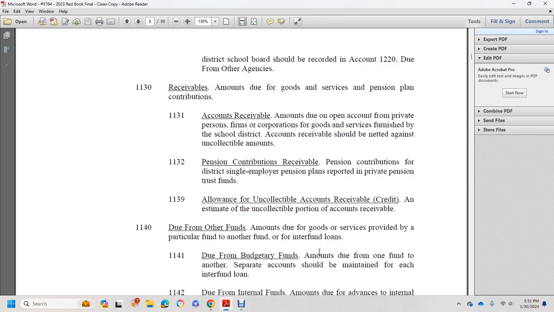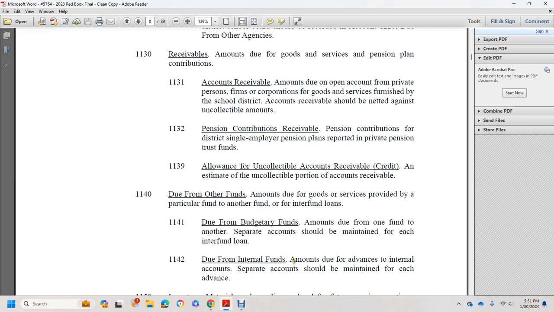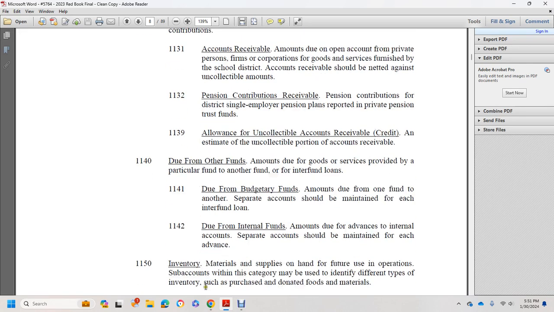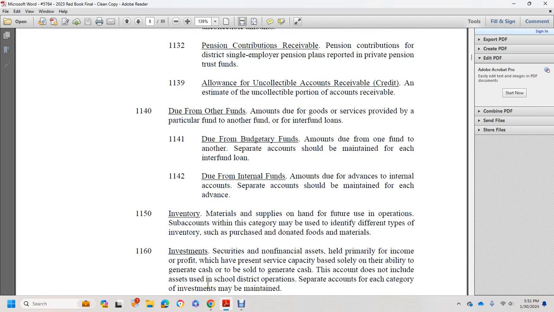1140, Due From Other Funds. Amounts due for goods and services provided by a particular fund to another fund, or for interfund loans. 1141, Due From Budgetary Funds. Amounts due from one fund to another; separate accounts should be maintained for each interfund. 1142, Due From Internal Funds. Amounts due from the advance of the internal accounts; separate accounts should be maintained for each of the funds. 1150, Inventory. Materials and supplies on hand for future use in operations. Separate accounts for the categories may be used to identify different types of inventory, such as purchased and donated food and materials.